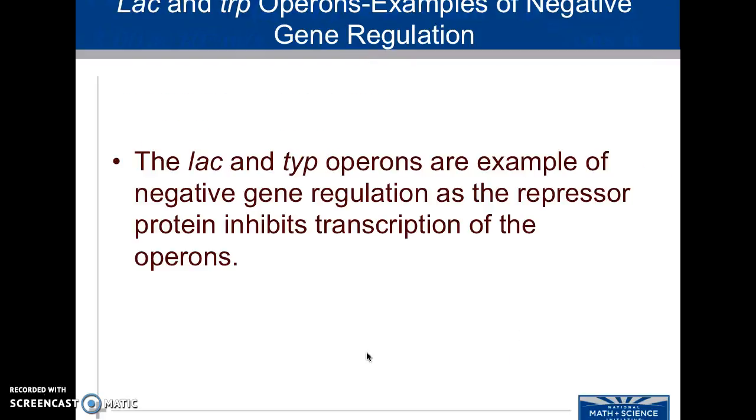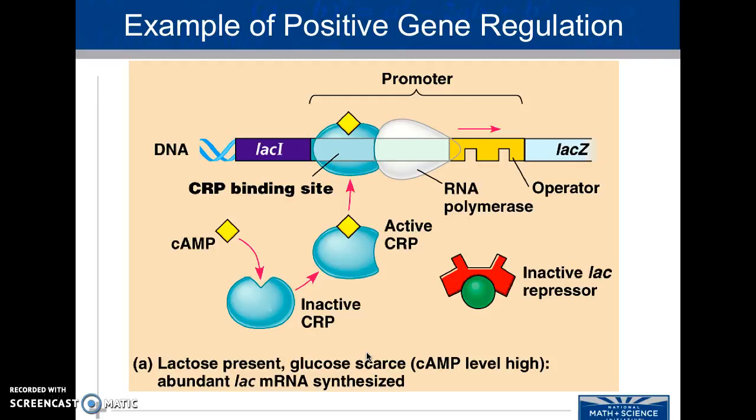The LAC and TRP operons are examples of negative gene regulation, as the repressor protein inhibits the transcription. So when we saw that red protein bind, it's going to inhibit the transcription of the operons. That is called negative gene regulation. There is something called positive gene regulation, and as you can imagine, it means that the repressor needs to bond to have this occur.